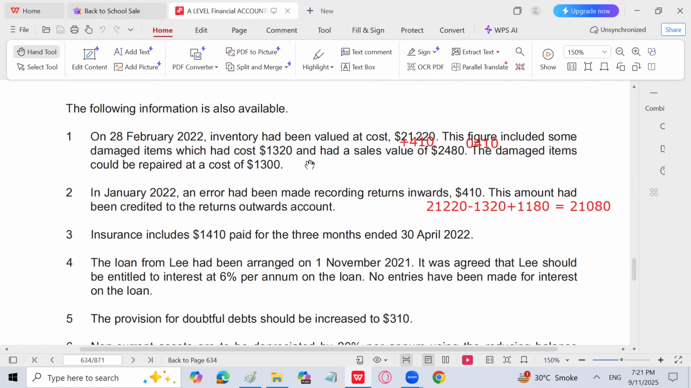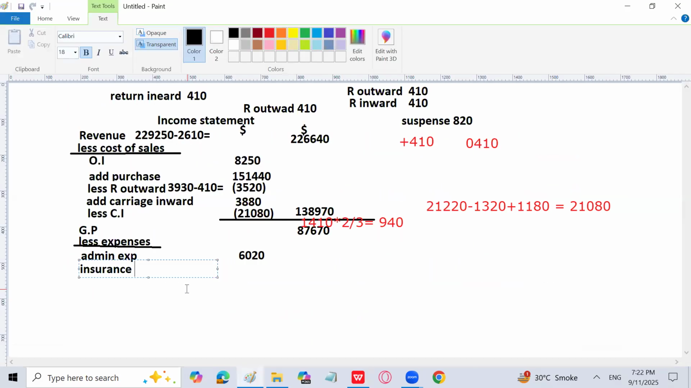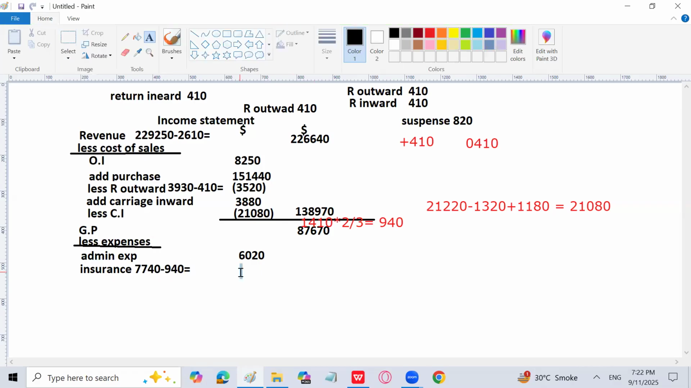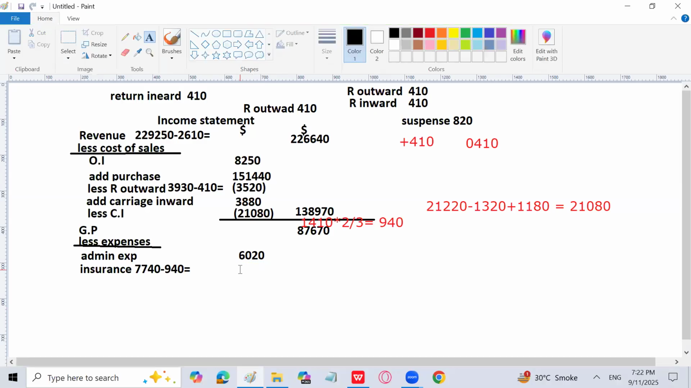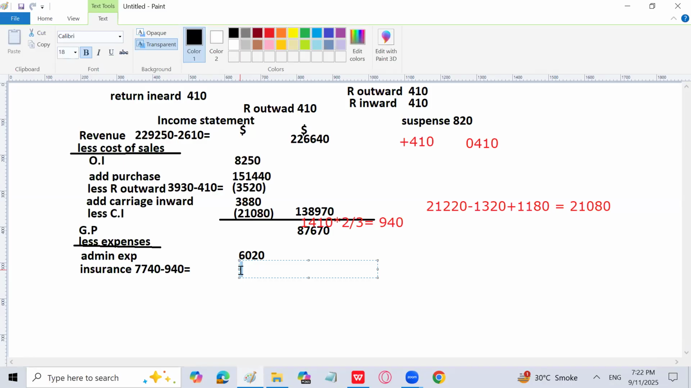So February is fine, right? But other 2 months, March and April, should not be part of our period. 1410 multiplied by 2 divided by 3, that is going to be 940. So 940 is supposed to be subtracted from the amount of the insurance, which is 7740 minus 940. What is the amount? 7740 minus 940. 6800. Okay, sorry, 6800. So we are done with that.